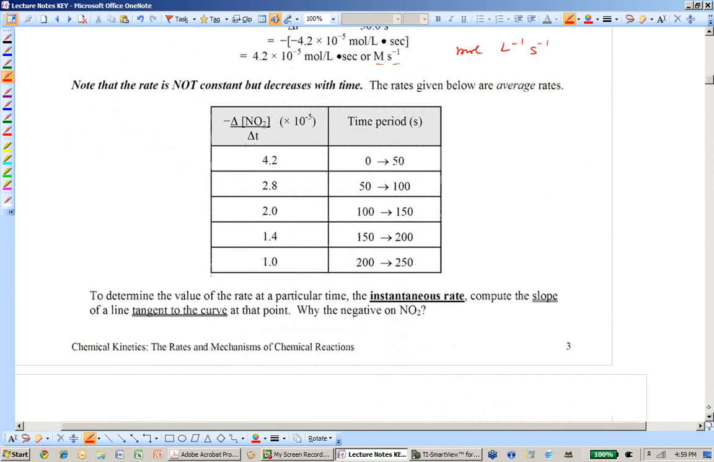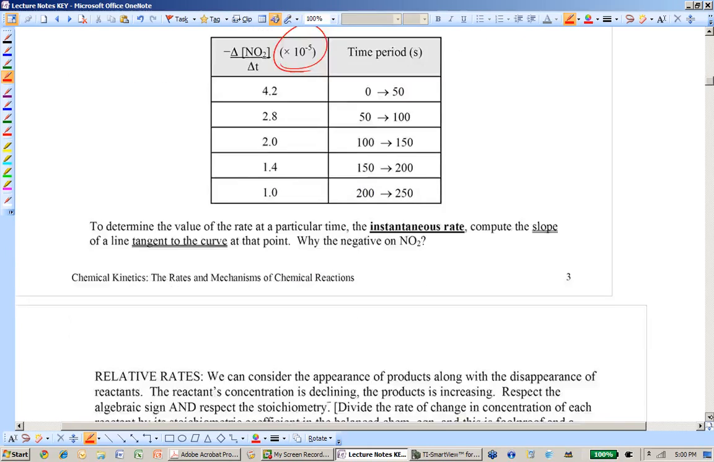All right, so note that rate is not constant, but like we said, it decreases with time. So what we just did, these are going to give us average rates. Notice all of them are multiplied by 10 to the minus 5. One must learn to read headings of data tables in this chapter, or you're going to regret it. So to determine the value of the rate at a particular time, which we call the instantaneous rate, again I say for the final time, and I'm going to quit beating this horse, compute the slope of a line tangent to the curve at that point, and pay attention to the signs.